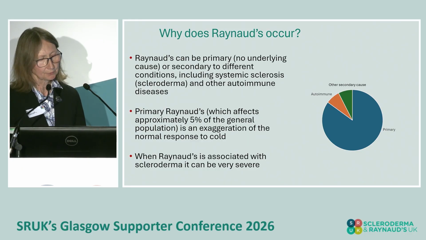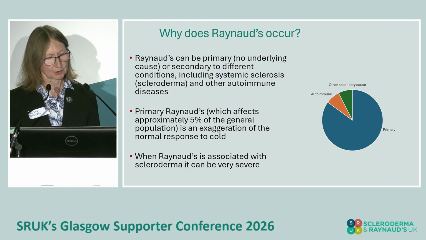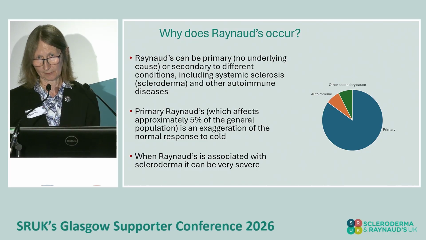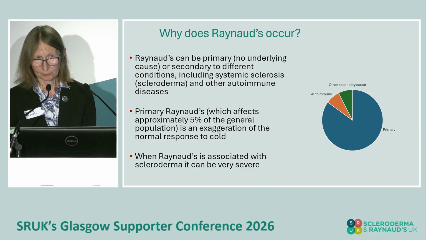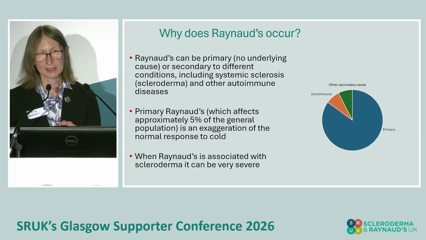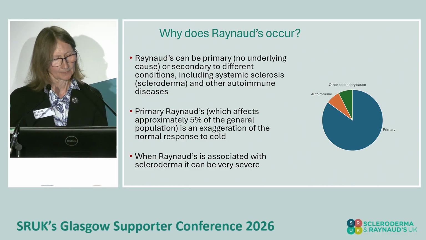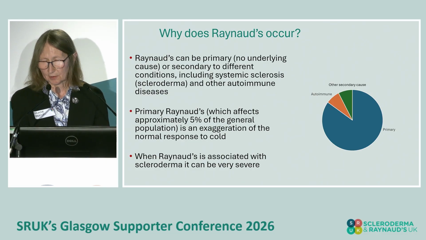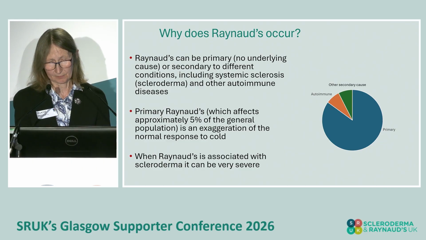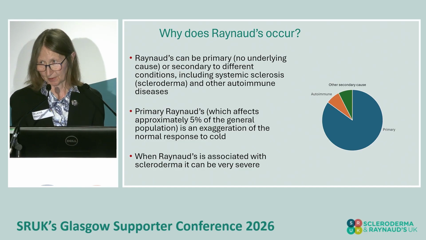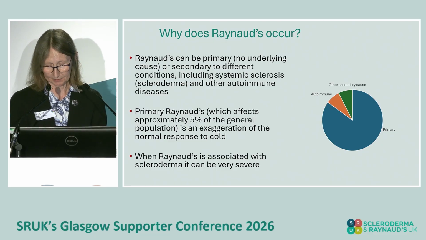And primary Raynaud's, that's a common type of Raynaud's, which, as I've just said, affects approximately 5% of the general population. It's an exaggeration of the normal physiological response to cold. I think everyone's hands get a bit cold in the cold weather, but Raynaud's is an exaggeration of that to the extent that the fingers actually change colour. And when Raynaud's occurs secondary to other conditions, and particularly we'll focus on scleroderma here, then it can be particularly severe for reasons that I'll discuss.